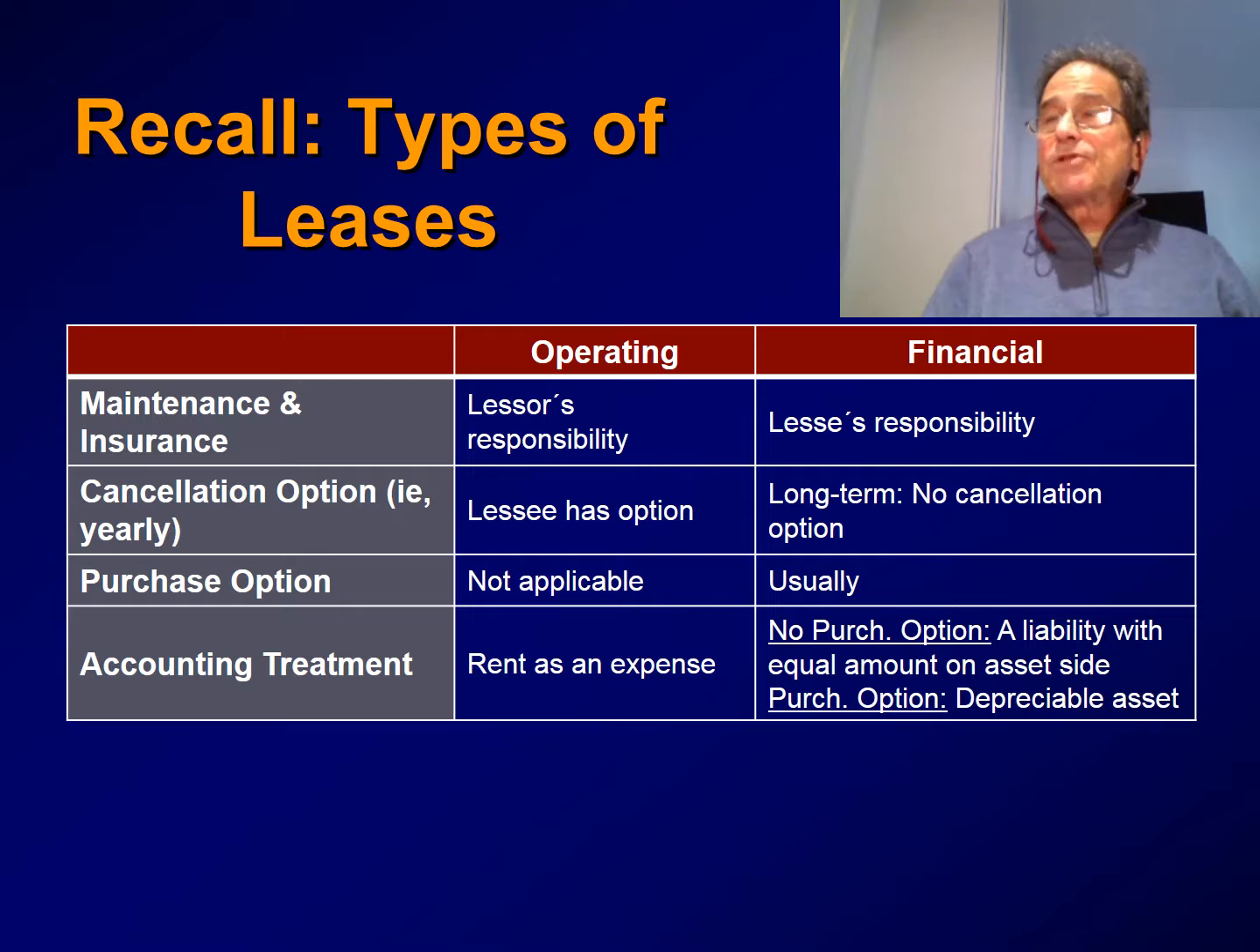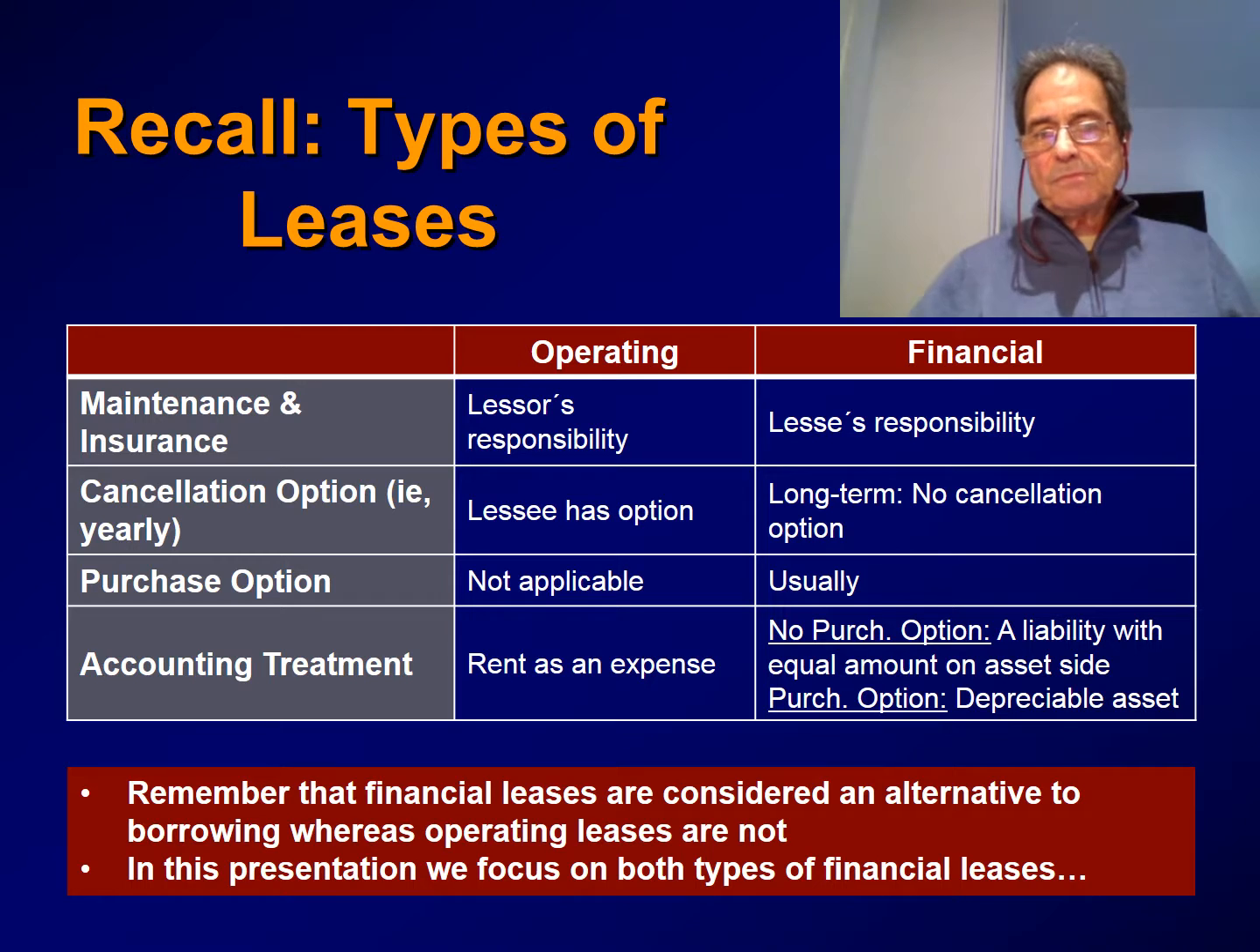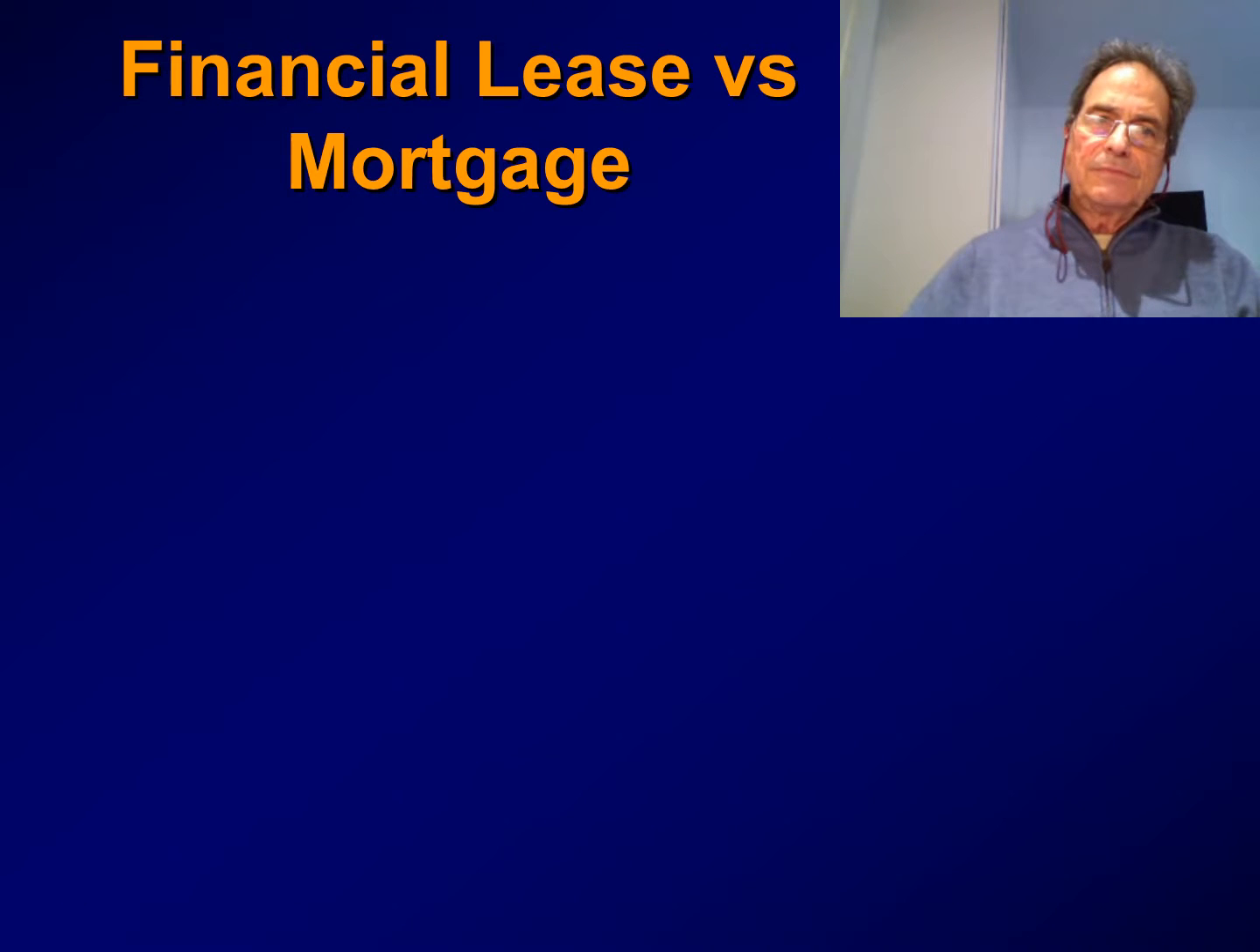When we have a purchase option, it is assumed that the user of the property will buy the property in the end, and then we depreciate the asset from the start. So the depreciation is deductible for tax purposes. Remember that financial leases are considered an alternative to borrowing, whereas operating leases are not. In this presentation, we will focus on both types of financial leases.